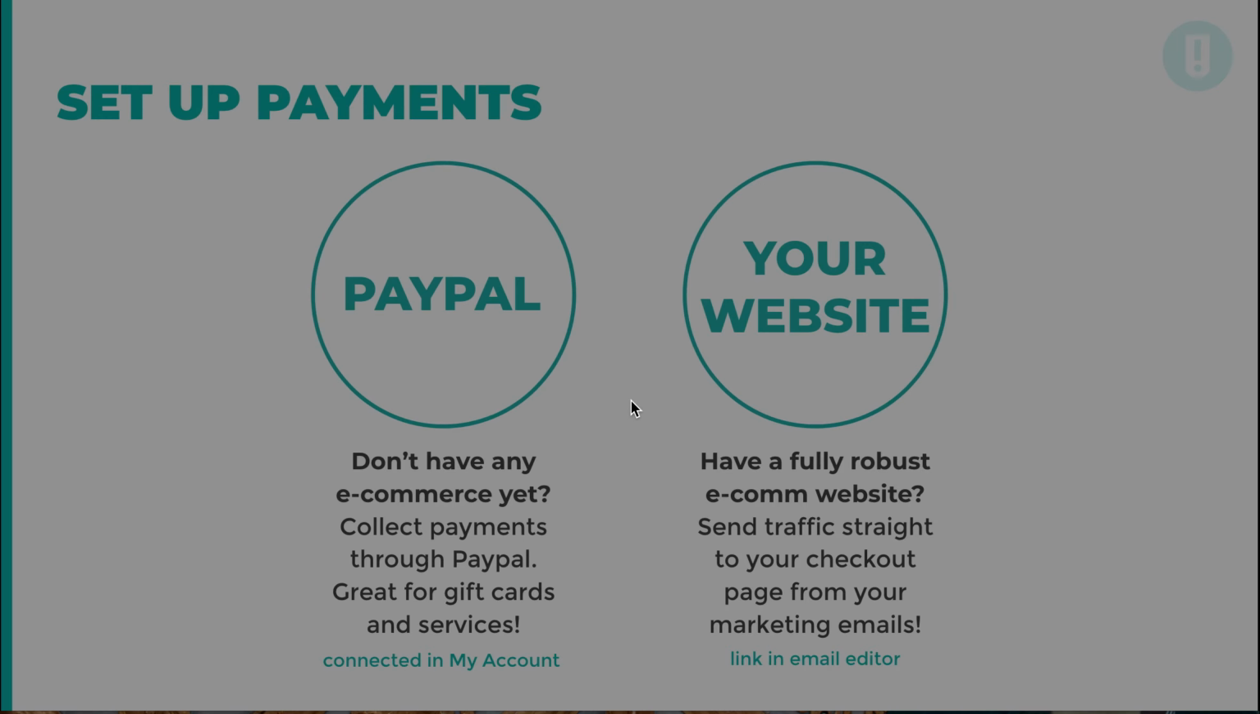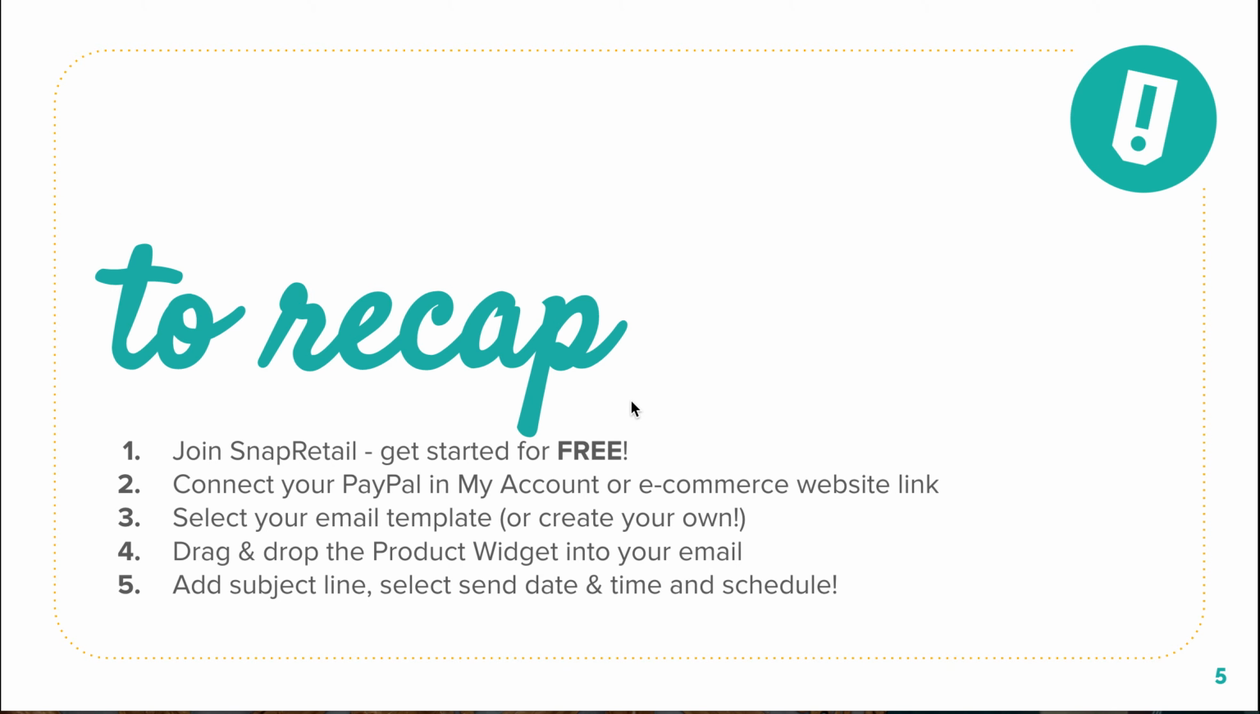To recap, in Snap Retail, once you get set up, you're going to want to connect either your PayPal in your My Account section or grab your e-commerce website link for that product widget. Then you select your email template. There is always the option to create your own as well. In those email templates, everything you can adjust and tweak to fit your brand, fit your business. From there, once you've selected your template, you drag and drop that product widget into your email.